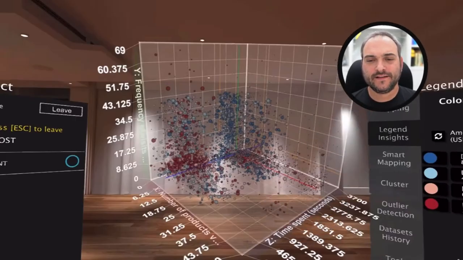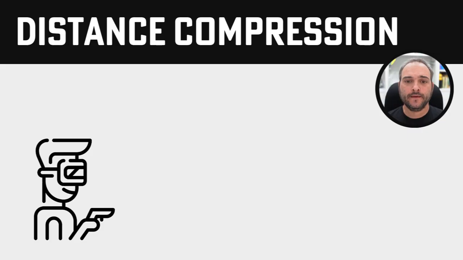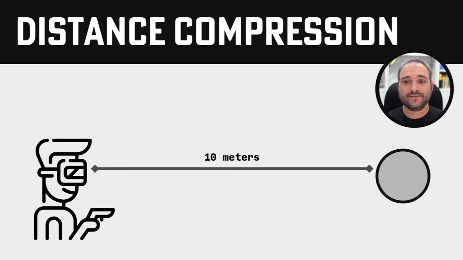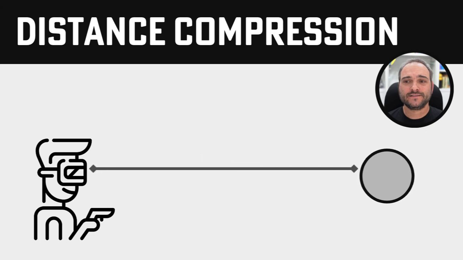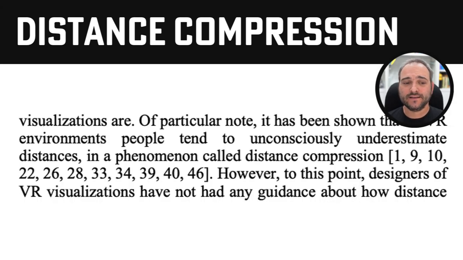So as VR technology continues to improve, we're seeing more interest and more great research looking at general purpose data visualization in VR. But as we make visualizations in VR, we need to look into how some VR-specific phenomenon might affect our perception of these visualizations. One such phenomenon is called distance compression. While in a VR environment, when shown an object at a given distance, people tend to unconsciously underestimate the distance of that object. This is a well-studied and well-known phenomenon.